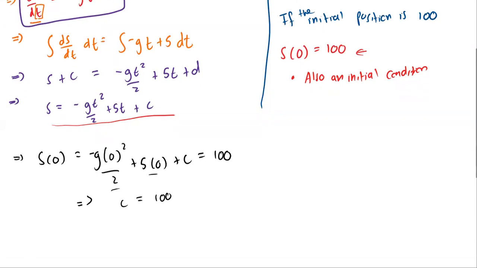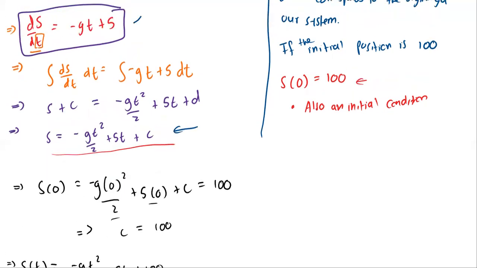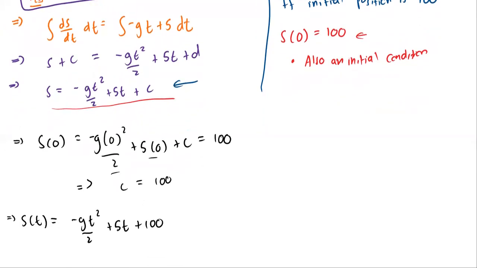So what is the position of this object that we're letting go of at a given time t greater than 0? Well, as we found, this is precisely negative g, and then remember, g is the acceleration due to gravity, plus 5t plus 100. So again, we started with infinitely many position functions that satisfied this differential equation, but with the initial condition, we went down to precisely one position function. And this is the function that exactly models our particular system that we have.